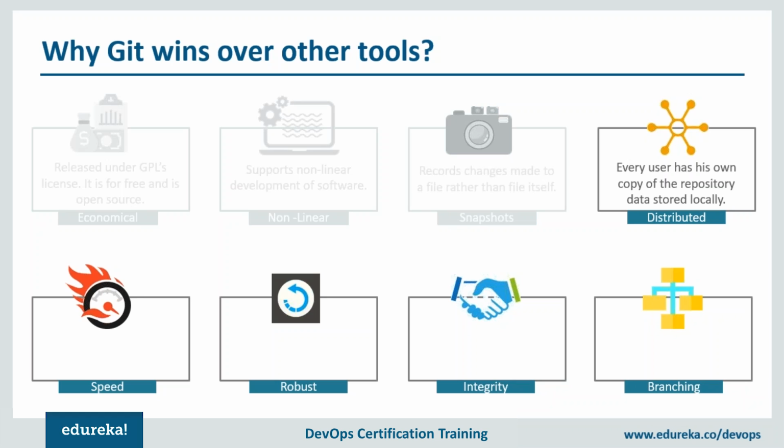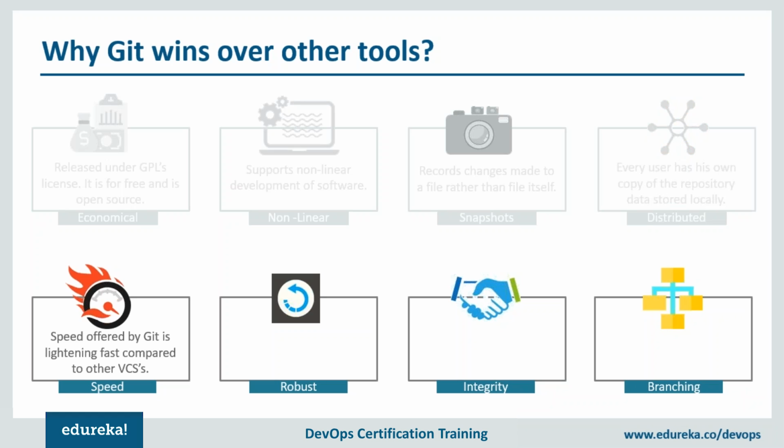After that, in the list, we have Git offering a distributed architecture. As Git is a distributed version control system, every user has their own copy of repository data stored locally. So no changes are made to the central repository unless and until they are pushed from the local repositories. This is one of the biggest advantages of why Git wins over the other tools.